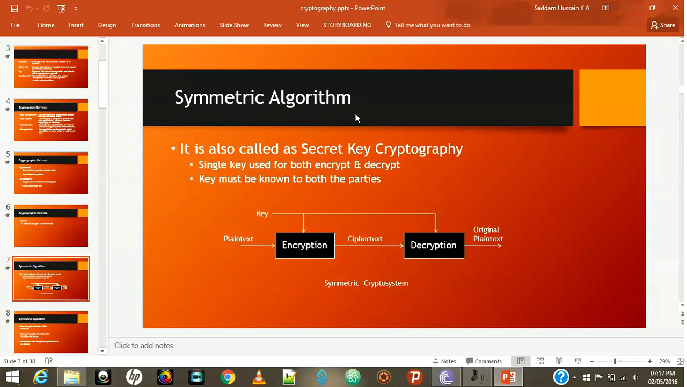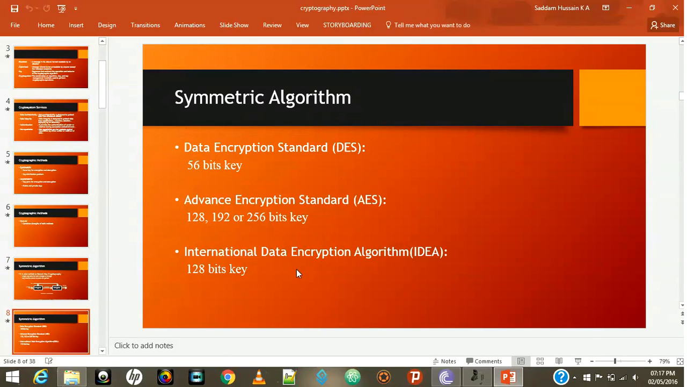Let's see the symmetric algorithm. As I said, we use the same key for encryption and decryption. It is also called secret key cryptography. A single key is used for both. The sender encrypts the plain text using this key and sends the ciphertext. The receiver, using the same key, decrypts the ciphertext and gets the original plain text. Examples are the Data Encryption Standard and the Advanced Encryption Standard. Let's now see these examples in CrypTool.